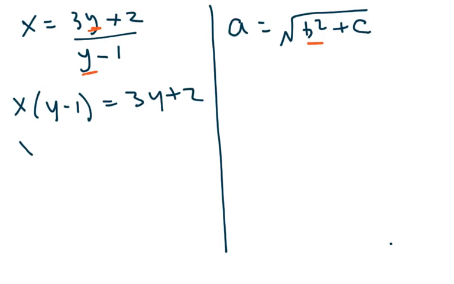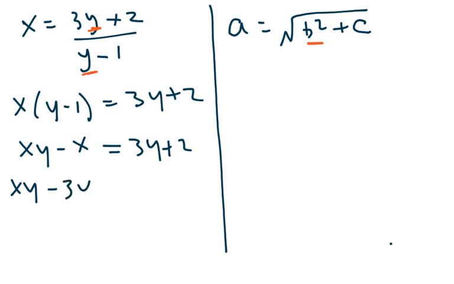I'm going to get xy minus x is equal to 3y plus 2. Let's get all the y's onto one side. So I'm going to bring my y's over here. So I'm going to now get xy minus 3y is equal to 2 plus x.